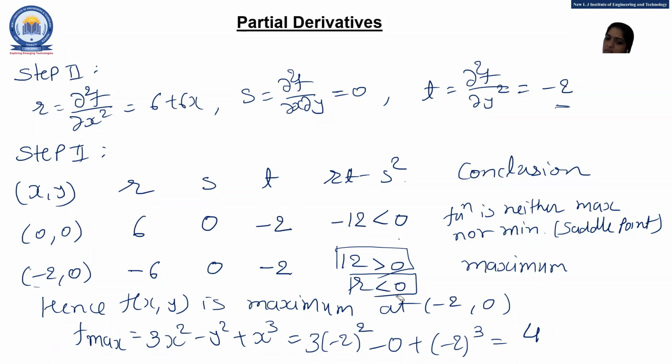And minus 6 is less than 0. Right? Okay, understood. So this RT minus S square is positive, and this R is minus 6, so it is less than 0. And as per the second condition, if RT minus S square is greater than 0 and at that time R is less than 0, then the function is maximum. Okay?